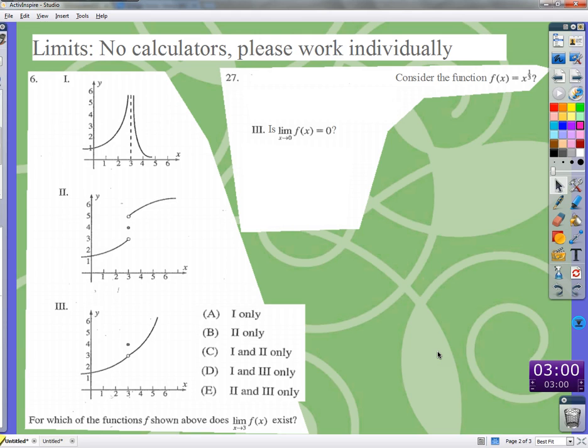Aaron had a definite hand up. What do you have to say? Okay. One, two, I realize don't have limits. Three does, but the answer does not show only three. So that's good. Can I explain why there's no limit? Okay. Explain why there's no limit.